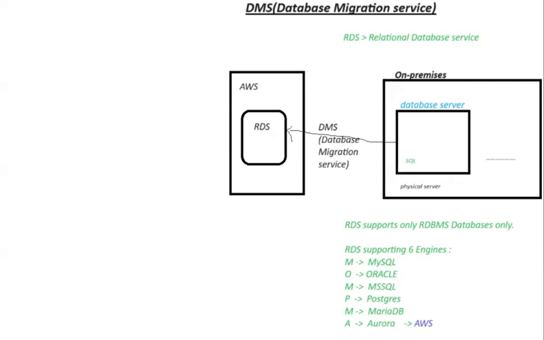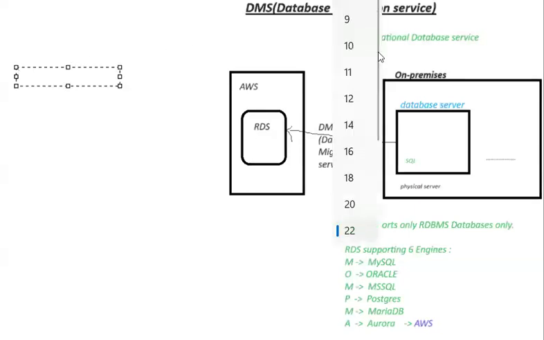So, sir, in the previous video, you told us about a SQL database, that is RDS. Sir, how many databases do we have? We have mainly two types of databases. What are those two types? First one is SQL and second one is NoSQL.